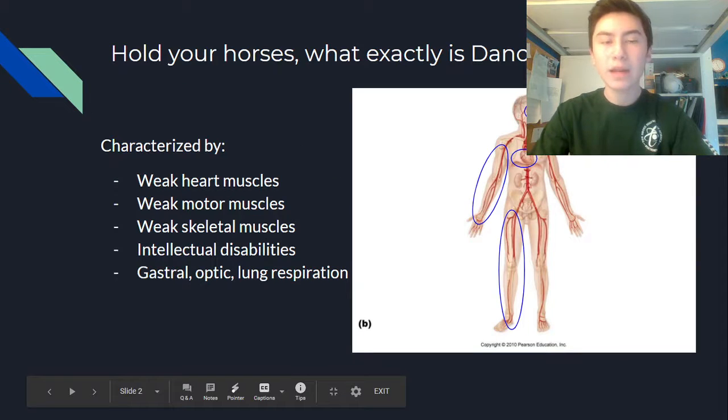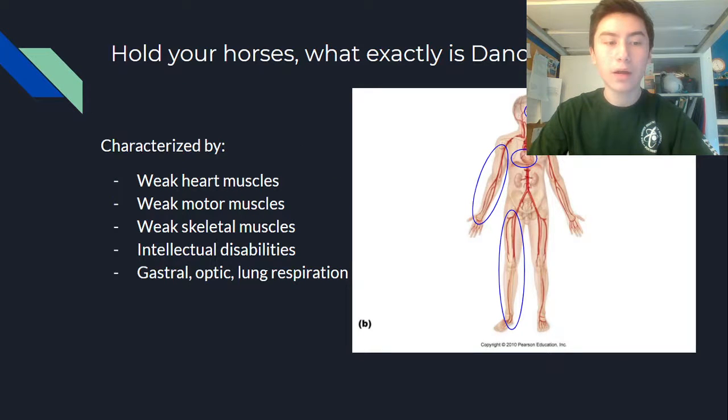Now let's slow up a bit and explain some background on it, because I'm assuming most of us aren't too familiar with Danon disease. Danon disease causes weakened muscles in several areas, and these muscles are usually heart muscles, motor muscles, and skeletal muscles. It can also cause some intellectual disabilities in some cases. And some other minor issues with Danon disease are problems with the stomach, breathing, and eyes. And those areas are shown by the blue circles in the diagram to the right, which shows how big of a problem Danon disease actually is.